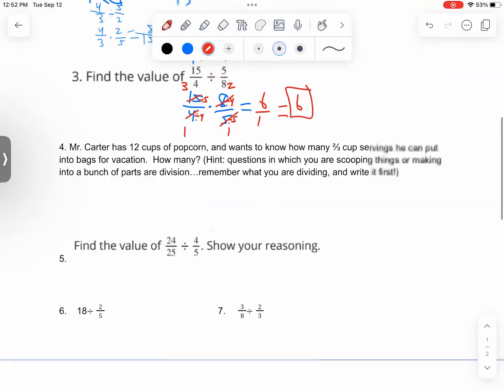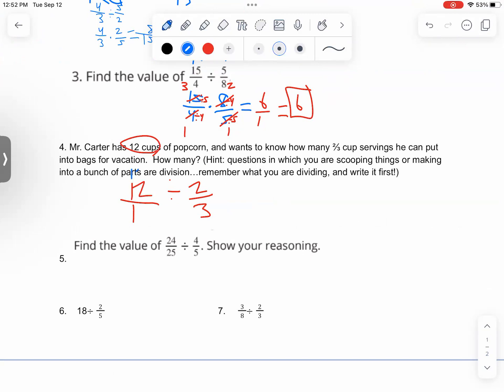Now here's an example of a word problem. Mr. Carter has 12 cups of popcorn and wants to know how many 2/3 cup servings he can make into bags to take on vacation. How many can he take? So basically, when you're scooping things or cutting them into a bunch of parts, you're dividing. You have to see, what am I dividing? Here I'm dividing 12 cups. It's not necessarily the bigger or smaller number, it's what's being divided up. So here I'm dividing 12 cups of popcorn into 2/3 cup servings. Put 12 over 1, any number over 1 is just itself.